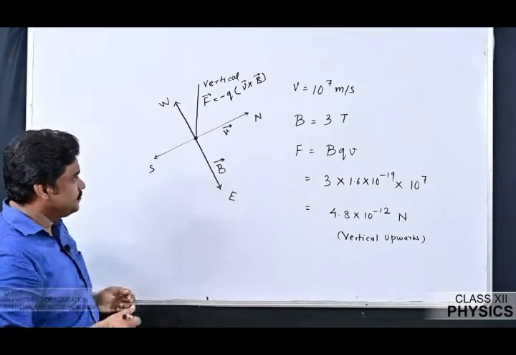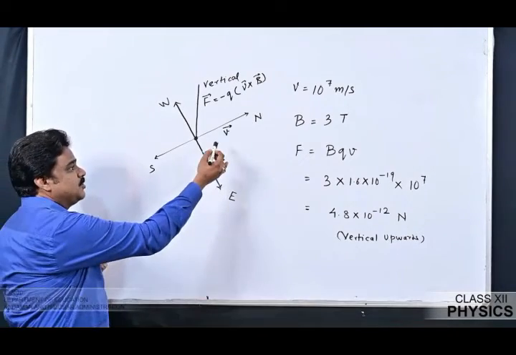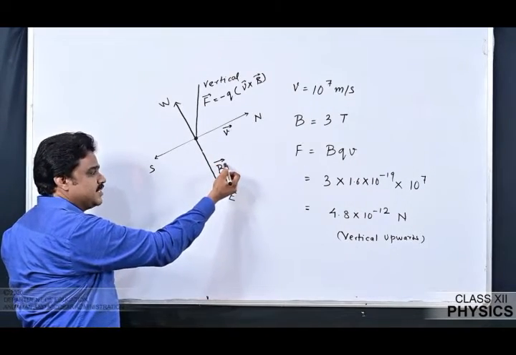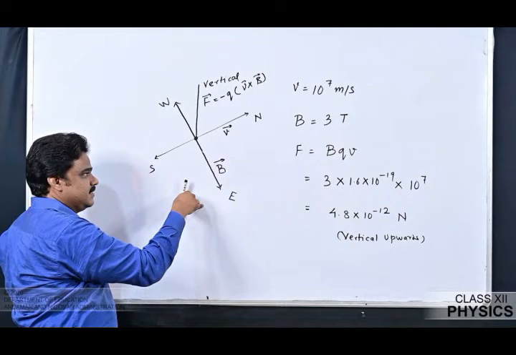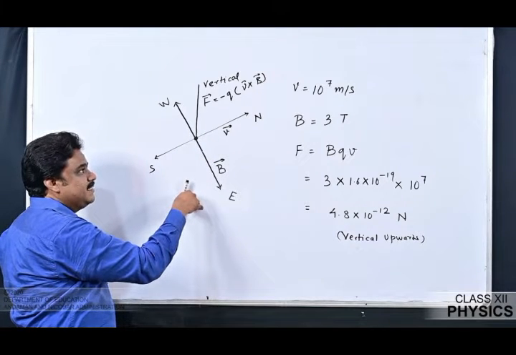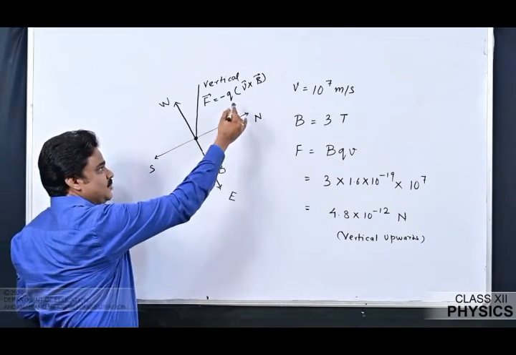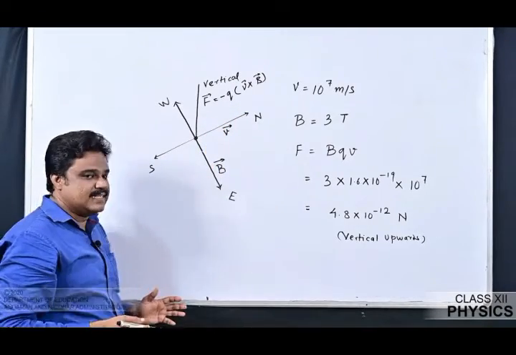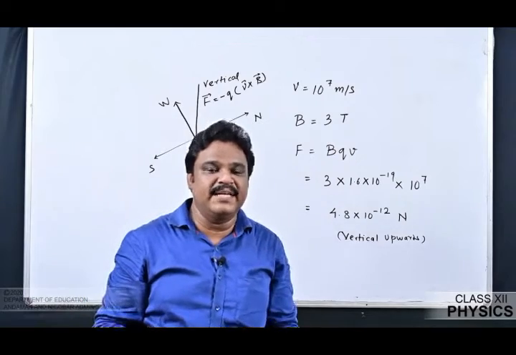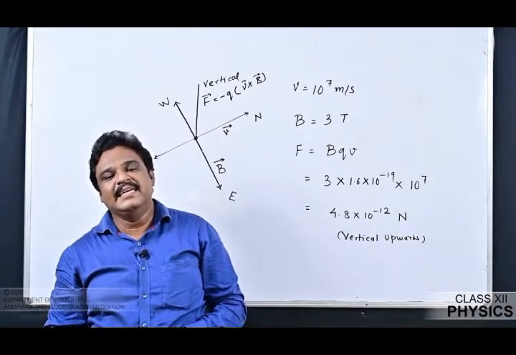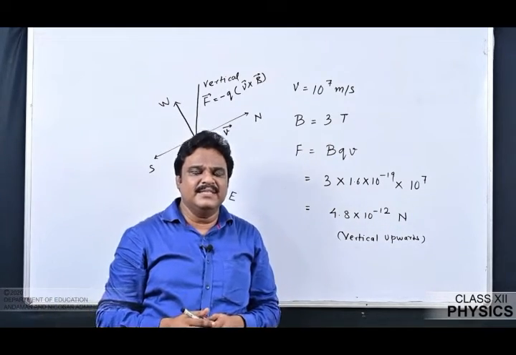Once again, if I use the direction of V cross B for the positive charge, it will be downwards. But since you are asked for the electron, and the electron has a minus Q nature, the final sense of the magnetic Lorentz force on the free electron will be vertically upward. I think you know the direction rule.